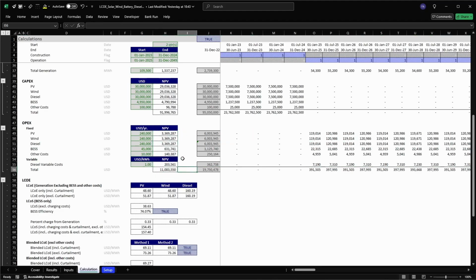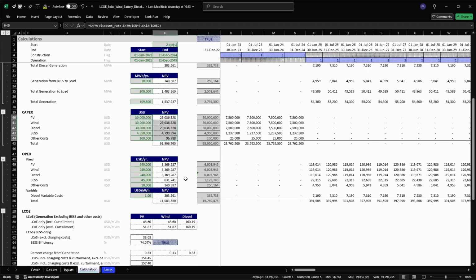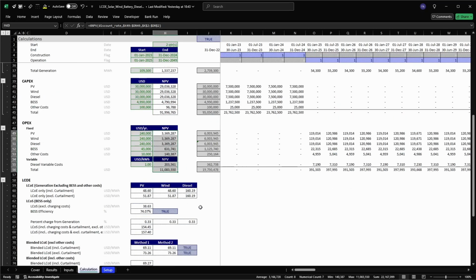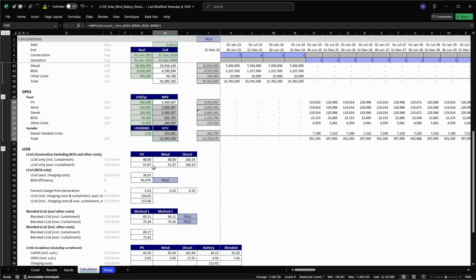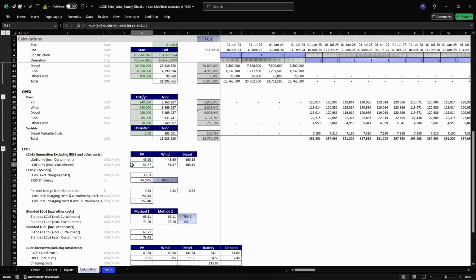All right, and now because we have all the NPVs for all the energy flows, plus for the capex and plus for the opex, what we can do now, we can start calculating the LCOE. And in this model here, what I start doing, I first calculate the LCOE for the generation asset, okay? And we have the PV, the wind, and the diesel. And as explained before, I calculate 2 LCOEs for each one of them. I calculate the LCOE including the curtailment and excluding the curtailment, okay?